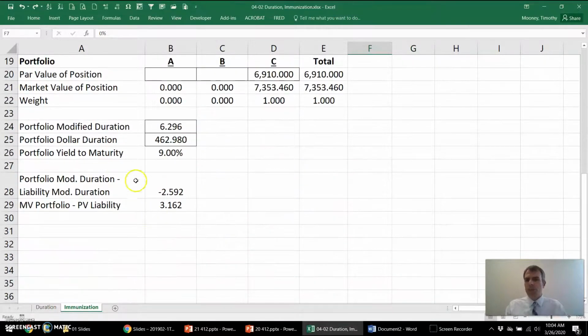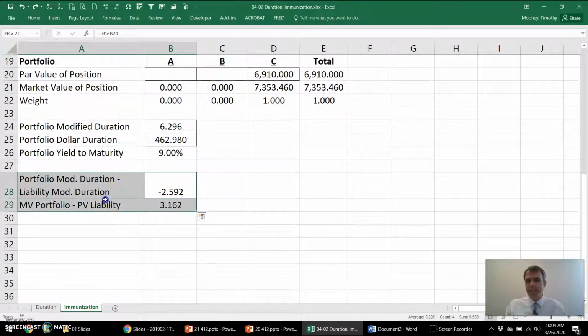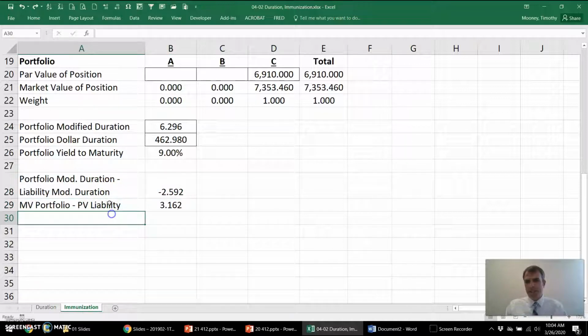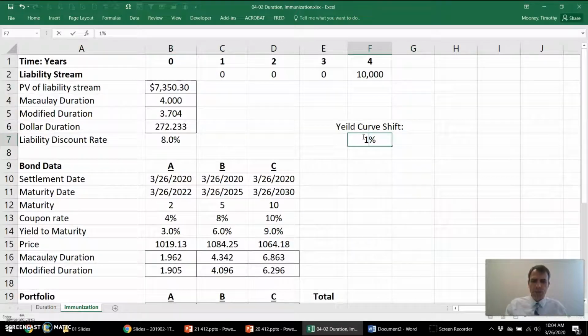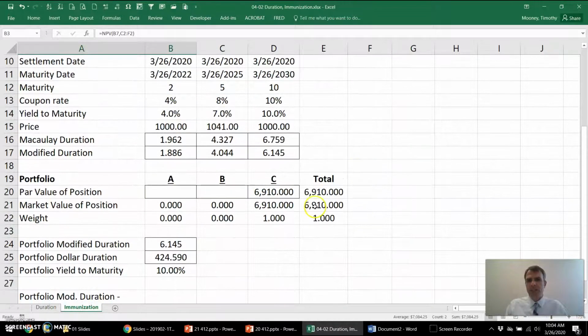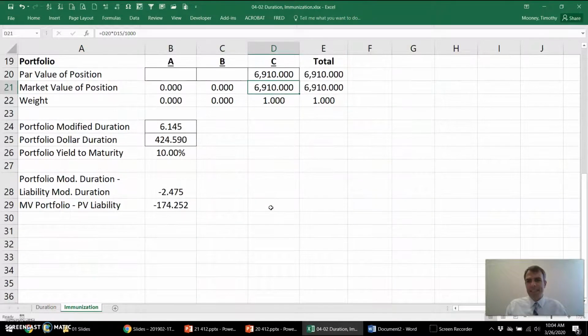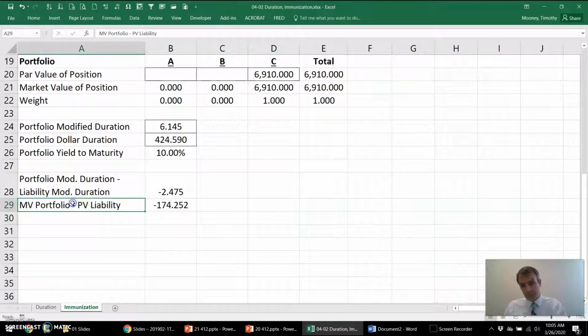So if you look down here, we've got some diagnostics to see whether the liability stream is immunized or the bond portfolio is immunized. So the difference in durations is not equal to zero. The portfolio market value for the bonds is close to that of the present value of the liability stream right now. But we can see if interest rates rise by 1 percentage point, now the liability stream is worth 7,084, but the bond portfolio is worth only 6,910. So now the market value of our assets, our bonds, is less than the present value of the liability stream. So our bond portfolio is no longer sufficient to cover the liability stream.